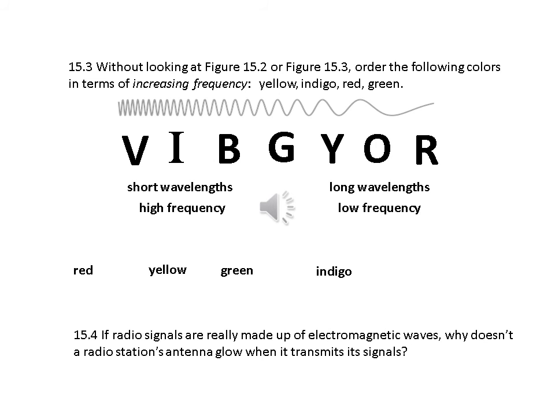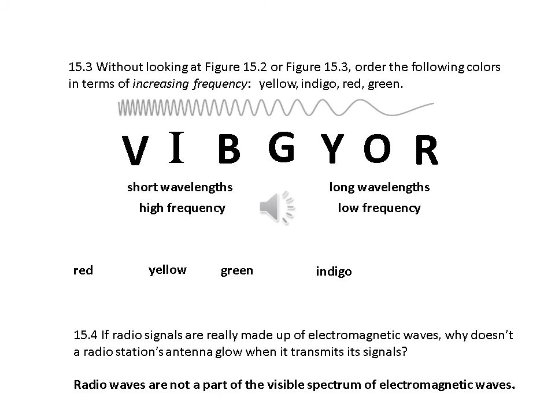On your own, question 15.4 said, if radio signals are really made up of electromagnetic waves, why doesn't a radio station's antenna glow when it transmits its signals? And of course, the answer to that is that radio waves are not part of the visible spectrum. They're part of the electromagnetic spectrum, but they're not part of the visible spectrum.